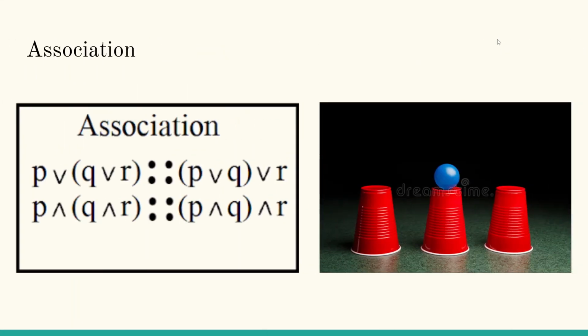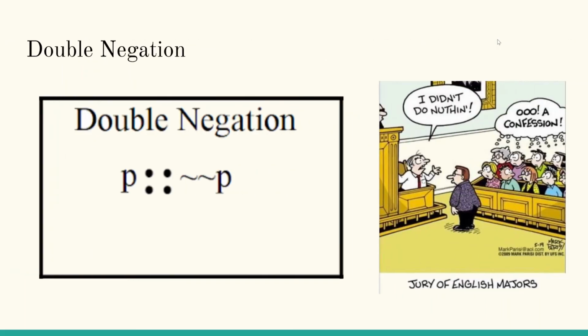Associativity states that when considering a chain of OR operations, or a chain of AND operations, the order in which we consider these operations does not matter. For example, A and B and C is equivalent to A and B and C. Double negation states that if P is true, then not P is also true.